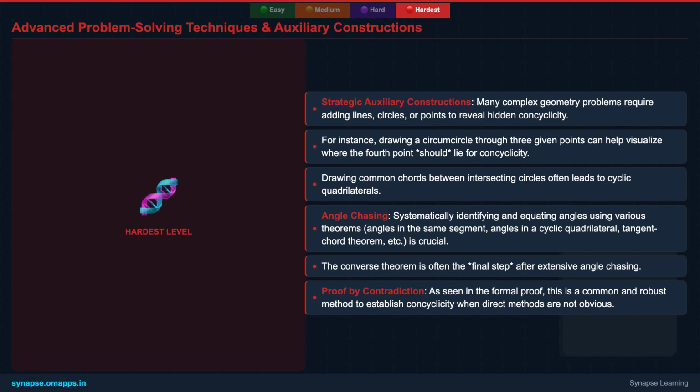Angle chasing is the art of systematically using all known angle theorems, angles in the same segment, cyclic quadrilateral properties, tangent chord theorem, and so on, to find relationships. The converse theorem often serves as the crucial final step after you've successfully equated a pair of angles. Moreover, proof by contradiction, which we used for the formal proof, is a robust and elegant method to establish concyclicity when direct approaches seem elusive, making it a vital technique in your problem-solving toolkit.